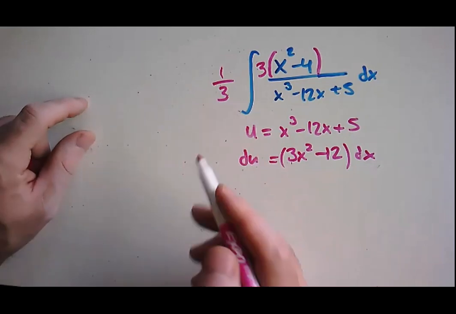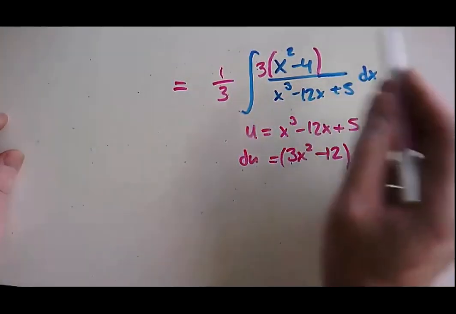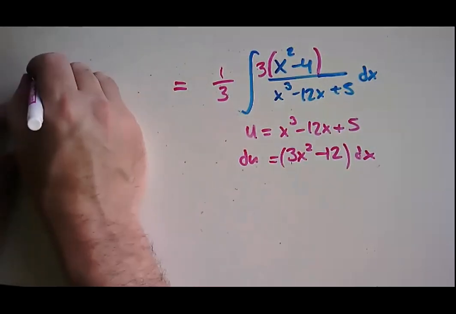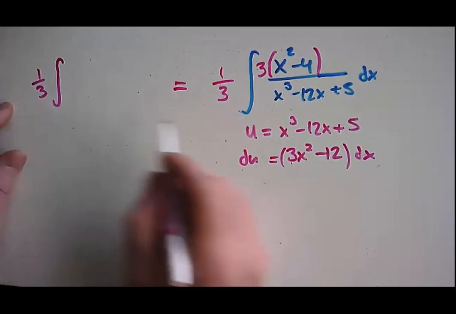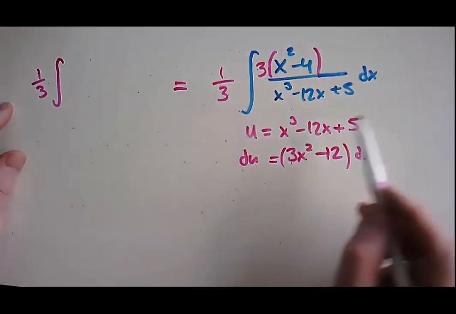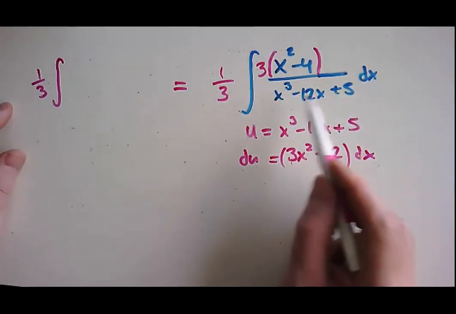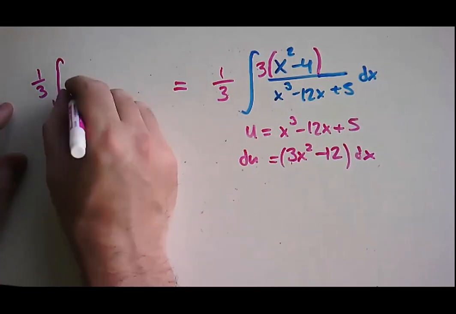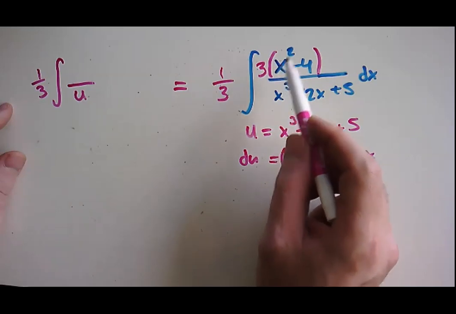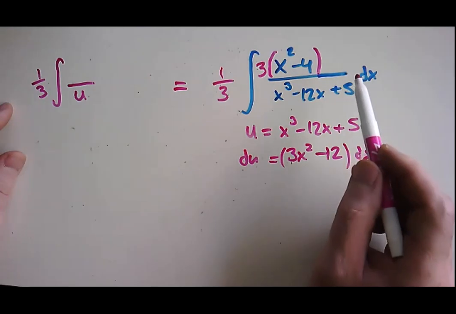All right, so let me finish that. If I do that, then I can rewrite my difficult integral as an easier one. So what I would have then is 1/3, because I have a 1/3 out in front, times the integral of this thing. Now I'm going to rewrite this integral in terms of u. So what do I have down here? I have 1 over u, so I have a u in the denominator. And then 3 times x squared minus 4, using distribution, is 3x squared minus 12 times dx.